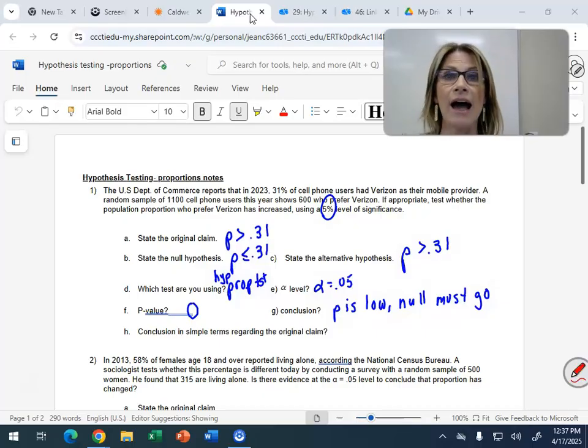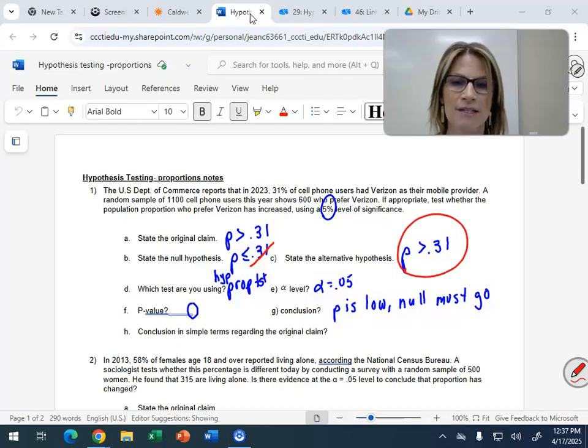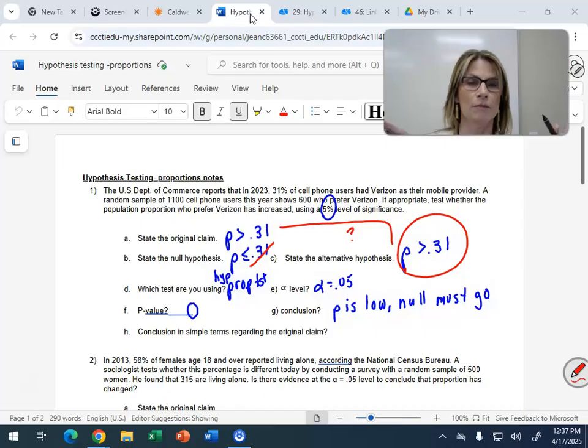So this is what I want you to do. If the null must go, I want you to come up here and very lightly mark out your null hypothesis. You're either going to mark out the null or you're going to mark out the alternative, but you're going to mark out one of the two. If you mark out the null, circle your alternative. Then check to see, does it match what you claimed? Yes, it does. It does match what I claimed.